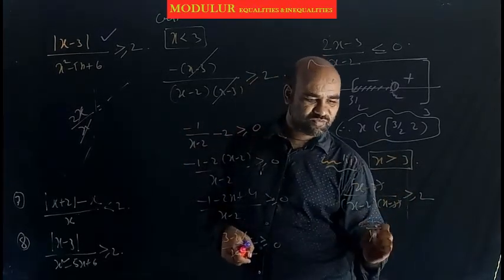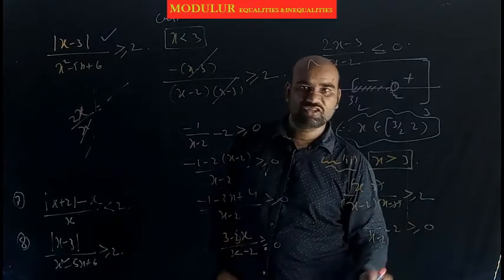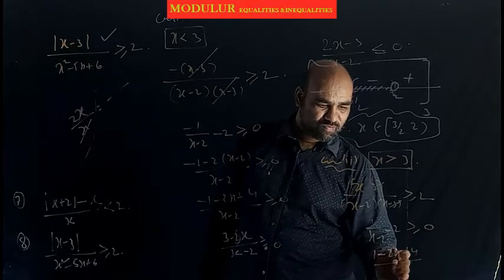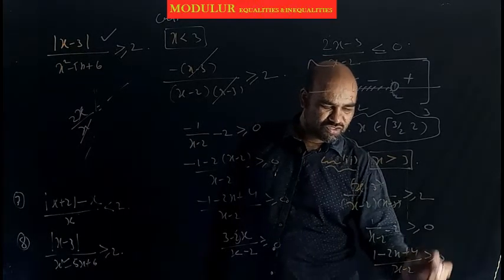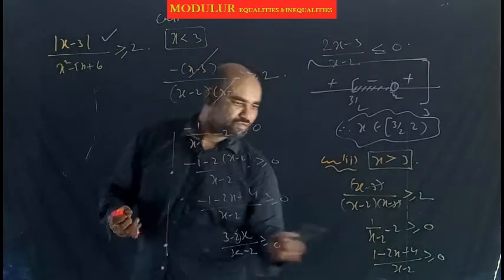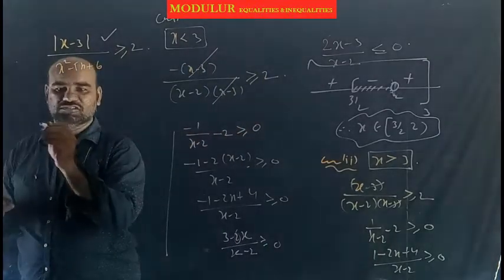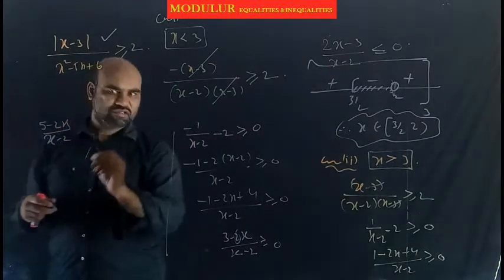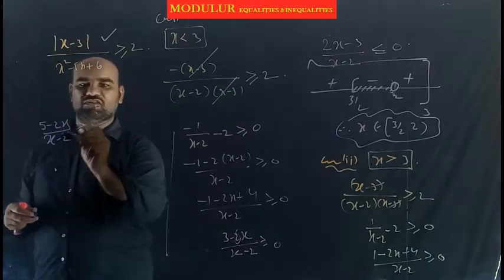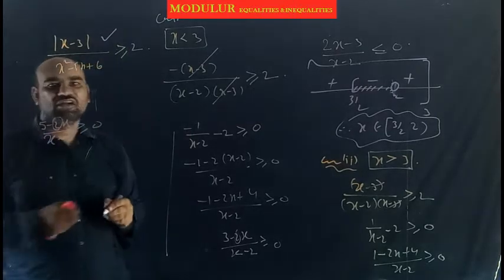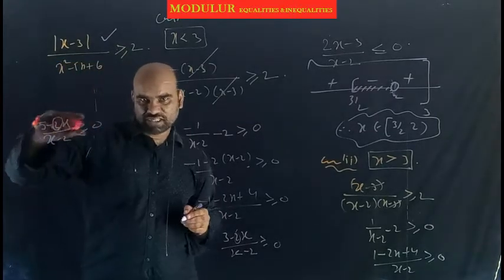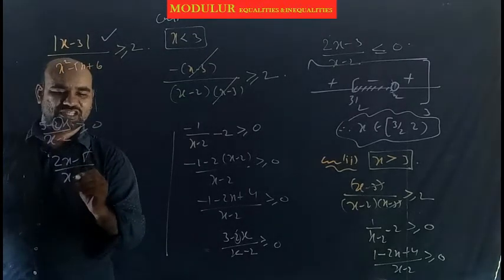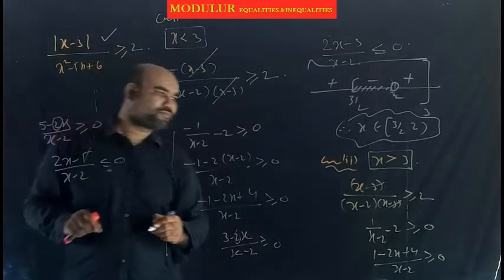So 1 by x minus 2 minus 2 greater than or equal to 0, or 1 minus 2x plus 4 by x minus 2 greater than or equal to 0. Okay students, here 5 minus 2x by x minus 2 greater than or equal to 0. Again, I don't like a negative x coefficient. Just multiply the numerator by minus 1. What happened? 2x minus 5 by x minus 2 less than or equal to 0.